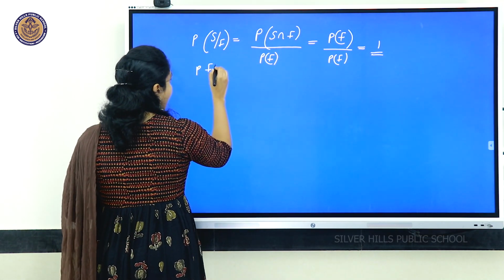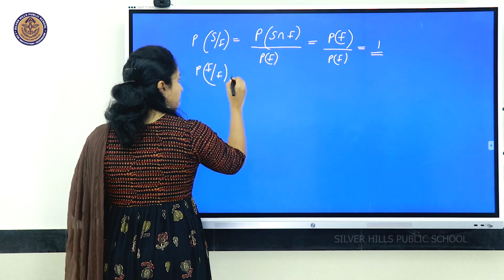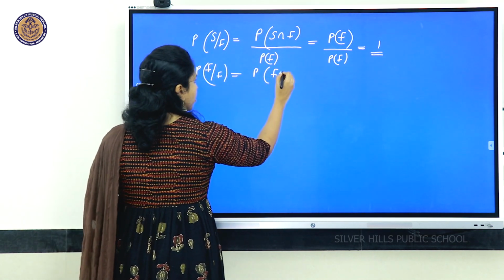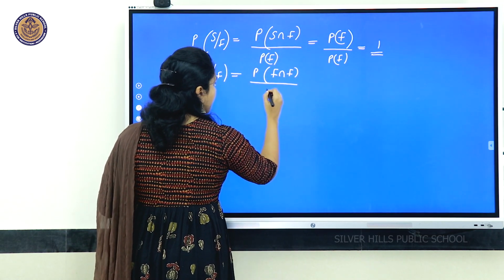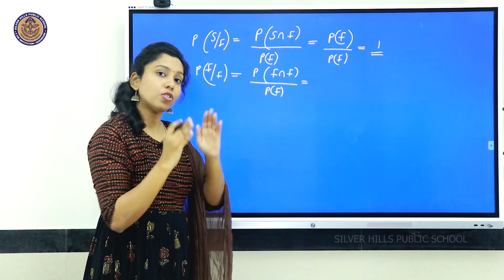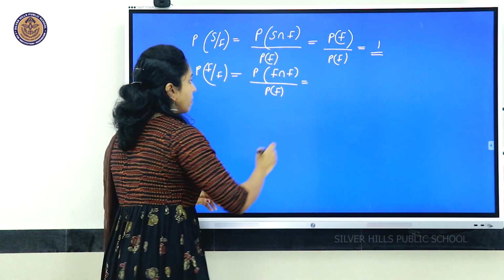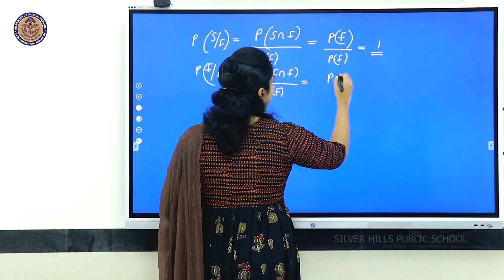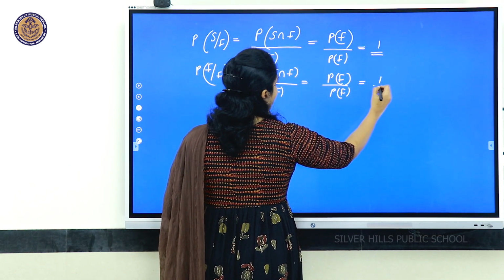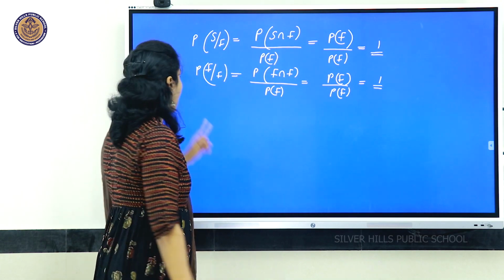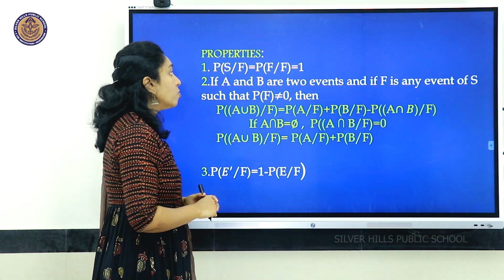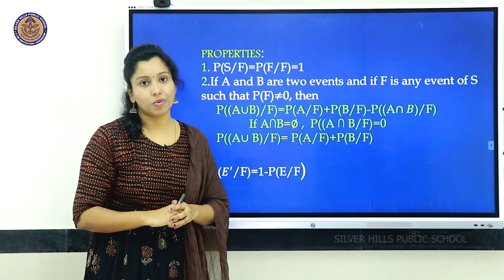P of F given F. By definition it is P of F intersection F divided by P of F. Now any set intersection the same set is the same set itself. So P of F divided by P of F is equal to 1. Okay, so we proved the first condition, P of S given F is equal to P of F given F is equal to 1.